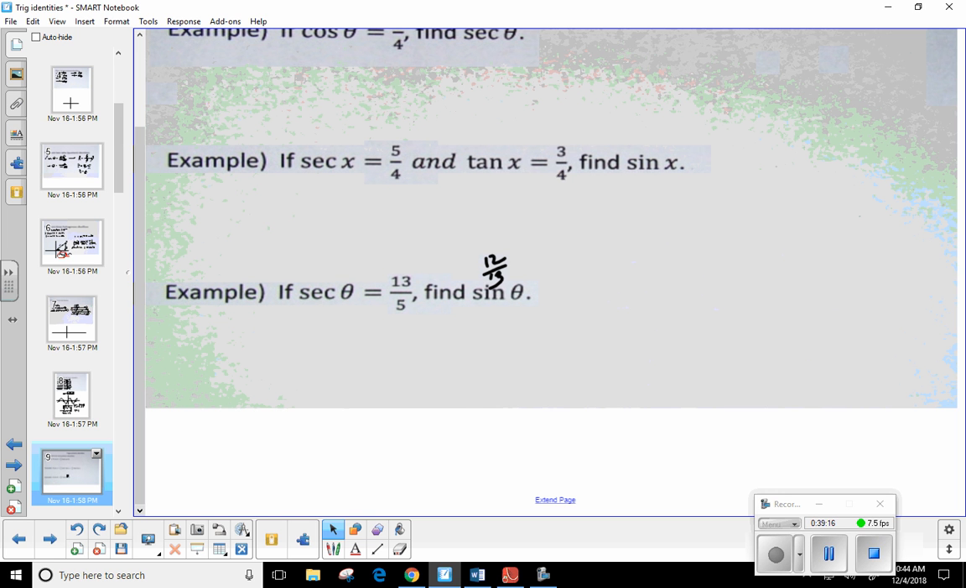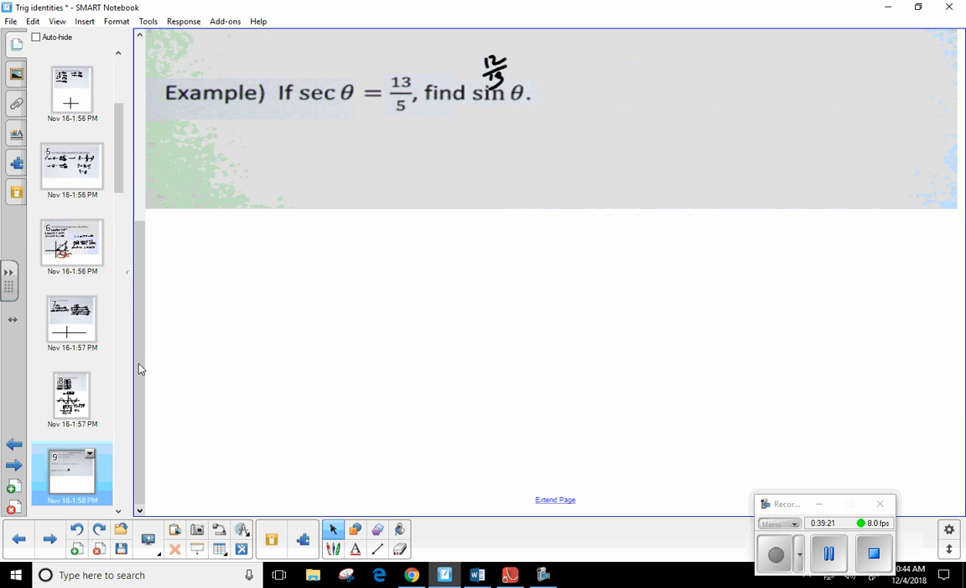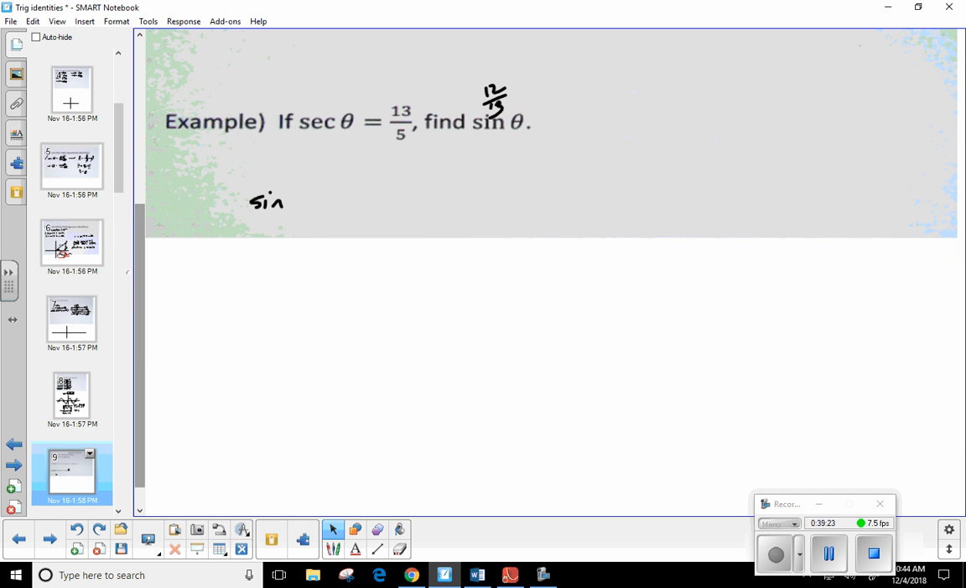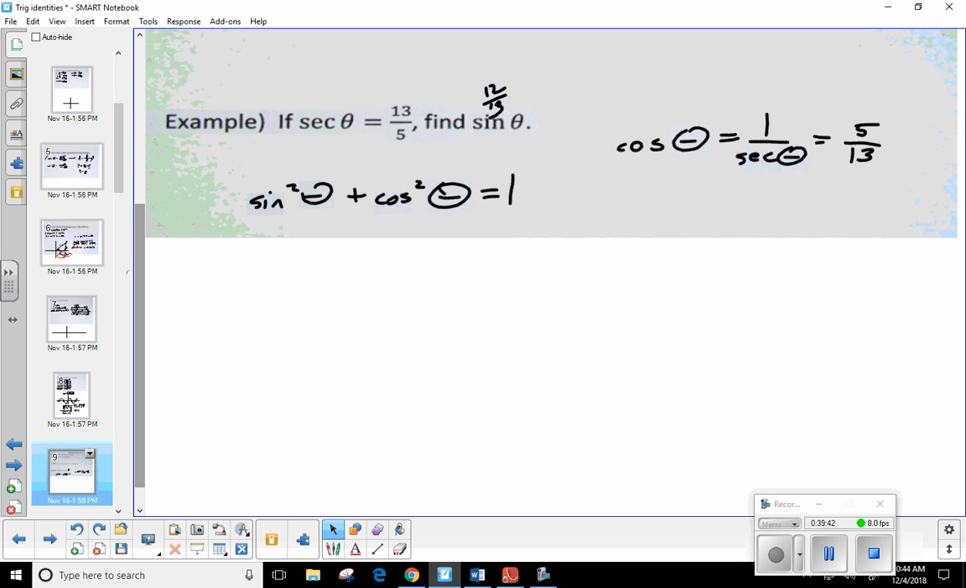Now Connor, walk me through. What'd you do? Okay, so first I used it like that. Sine squared of theta plus cosine squared of theta equals 1. Okay, good. And I took the reciprocal of secant, so that's 5. So we know cosine of theta is equal to 1 over secant of theta. And I'm just going to skip a step here. So yes, it is 5/13. And then I squared that out. There you go. Now it was just a matter of substitution.